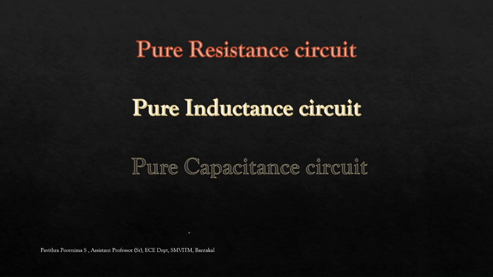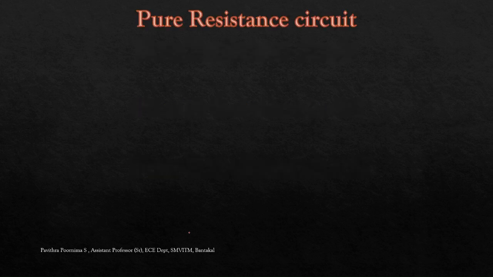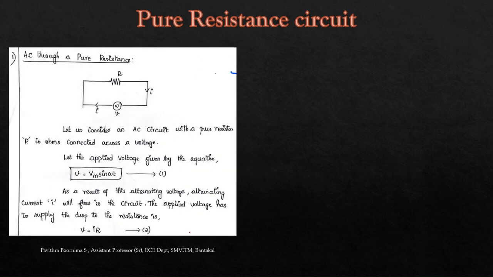First we are going to discuss pure resistance circuits, a circuit without any combination, where only resistance is present across the 230 volt AC supply. So, AC through a pure resistance. The circuit is simple: there is a voltage source Vm sin omega t, which we consider as the first equation, and a simple circuit with only a resistor. The voltage is V, the current through the circuit is I, and the element is a pure resistance.